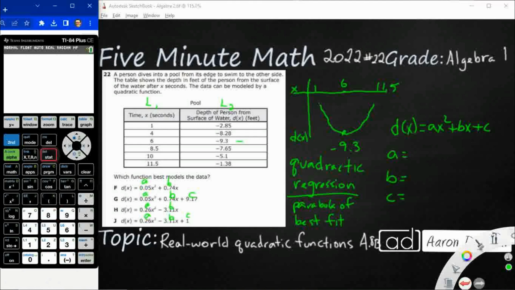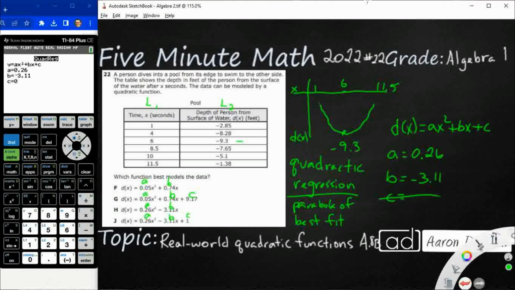We're going to go back to that stat button. Now that we have our lists, we're going to go to calculate. So we hit the right arrow to move over the tab, scroll down to quadratic regression. That's number 5, QuadReg. Our x's are list 1, y's are list 2. We're going to calculate, and look what we get. We get an a of 0.26. We get a b of negative 3.11, and there is no c.